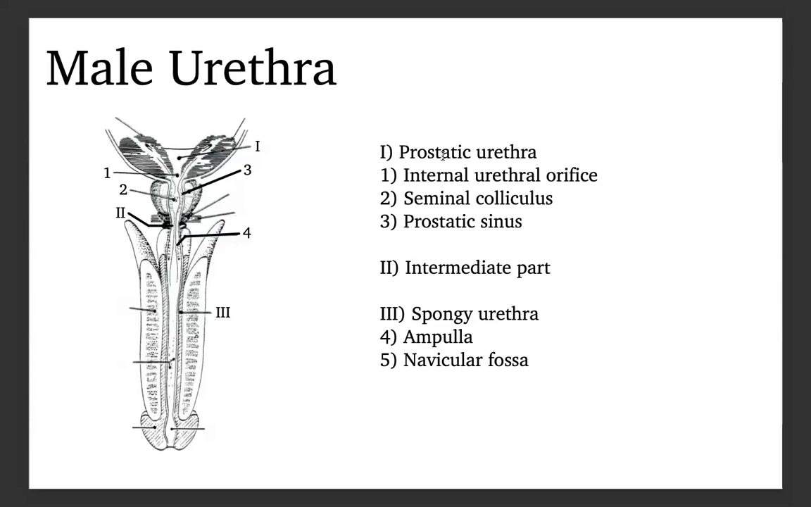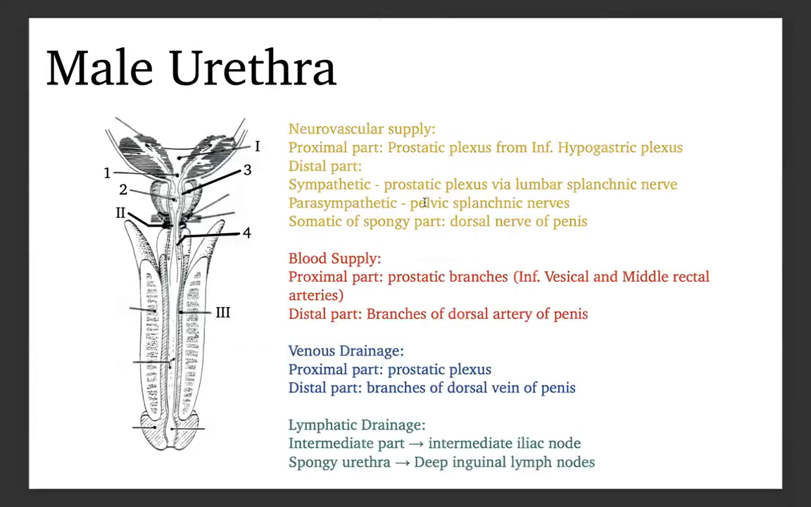Then you have the navicular fossa. The navicular fossa is located within the glans penis, which is present down there. You can see the dilated part. And it is about 2 centimeters long, and it narrows to form the external urethral orifice. And that's about it. Going on further, we can talk about the neurovascular supply, blood supply, venous drainage, and lymphatic drainage.